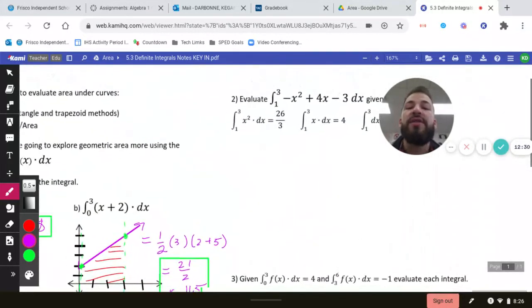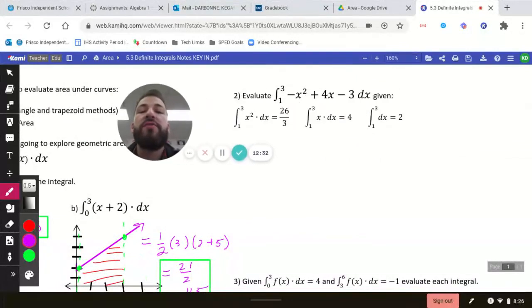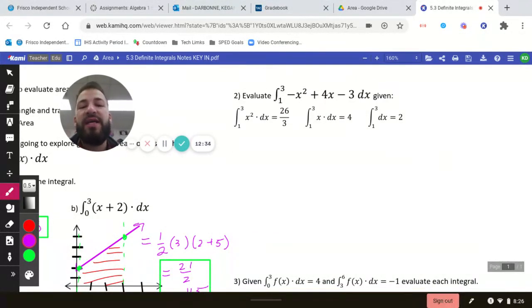All right, so I want to evaluate the integral from 1 to 3 of negative x squared plus 4x minus 3, given that the integral from 1 to 3 of x squared is equal to 26 thirds, the integral from 1 to 3 of x is equal to 4, and the integral from 1 to 3 of dx is equal to 2. Okay, so what I need to do is get all of the pieces of my function to look like this.